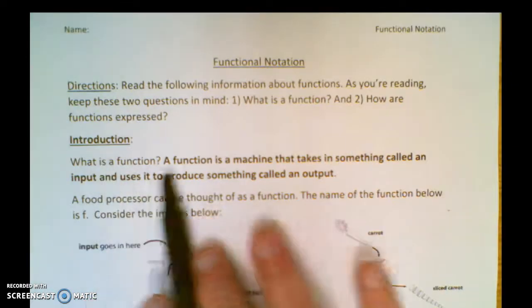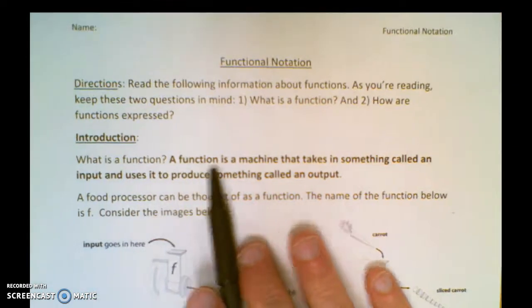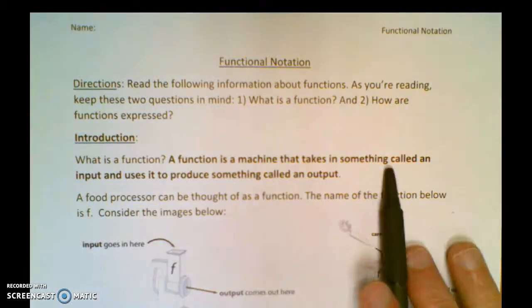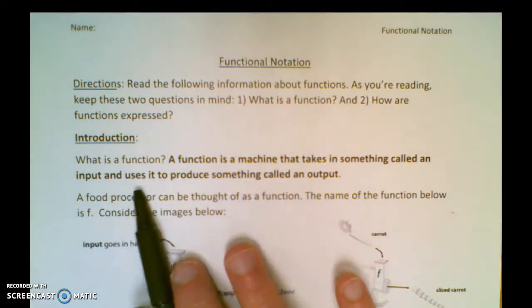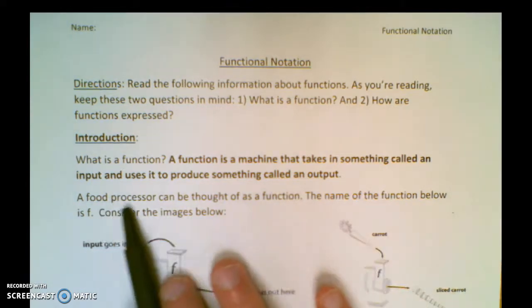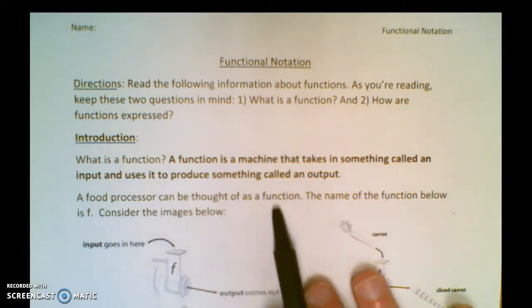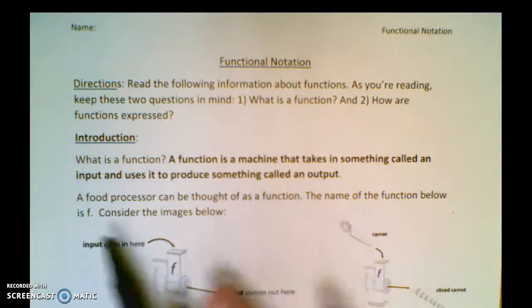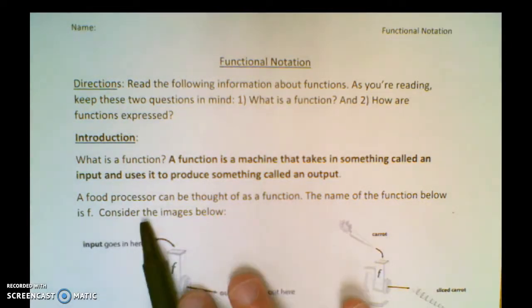What is a function? A function is a machine that takes in something called an input and uses it to produce something called an output. So a food processor can be thought of as a function. The name of the function below is f. Consider the images below.